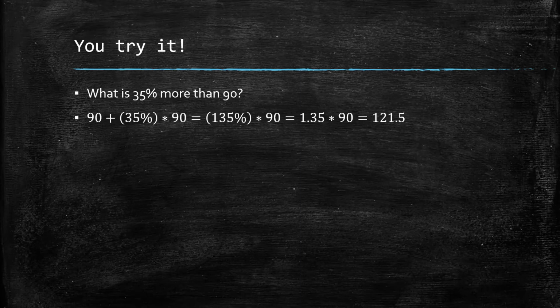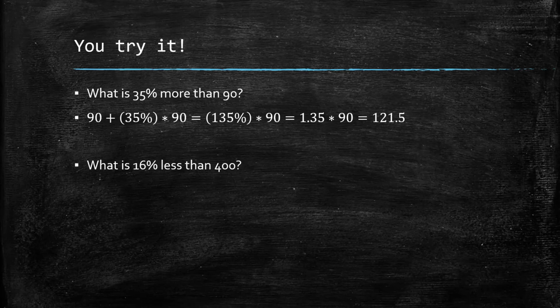Okay, here's a couple for you to try. So the first one, what is 35% more than 90? Okay, we've got 90 plus 35% of 90. So I'm going to look at this as 135%, just by adding together. So 135% of 90, and I can change that to a decimal, which is 1.35 times 90, and just punch that into my calculator or do it by hand, either way. And you'll get the answer 121.5. And it's okay to get decimals here if that's what the percentage tells us.